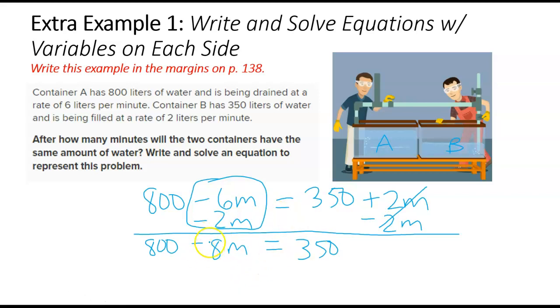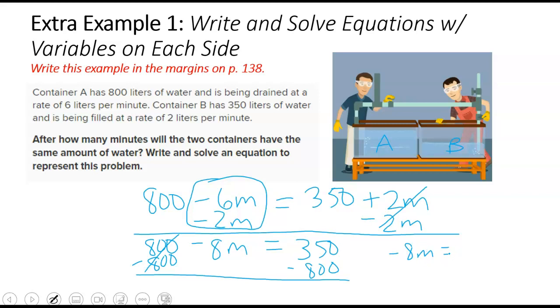And then with these two numbers here, the 8 stays with the m till the end, but we have to get rid of the 800. So we're going to subtract 800 from both sides. So this cancels out and we get negative 8m equals negative 450. And then divide by negative 8.